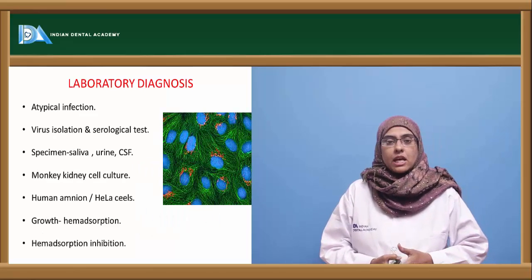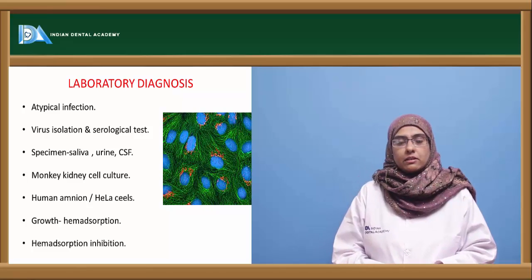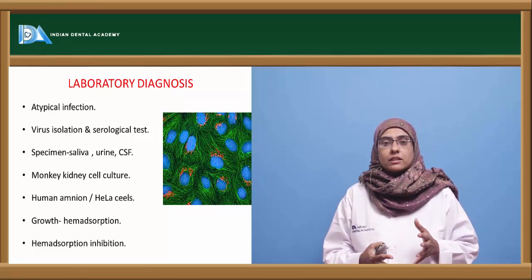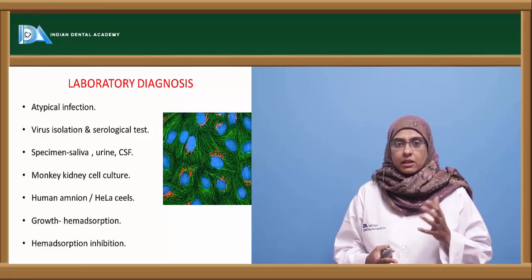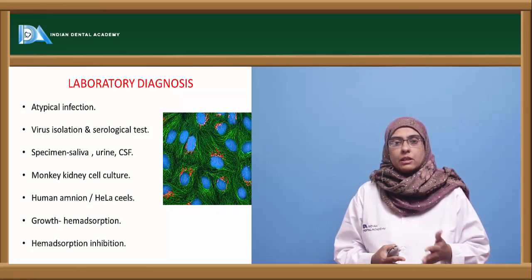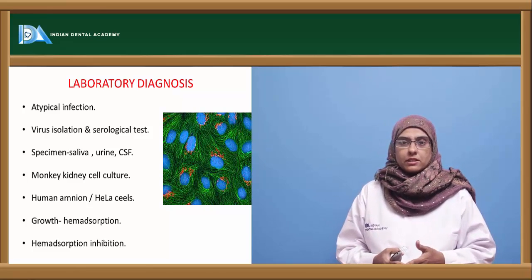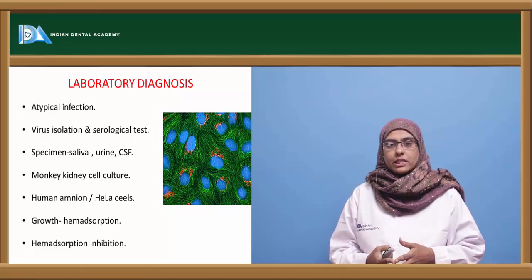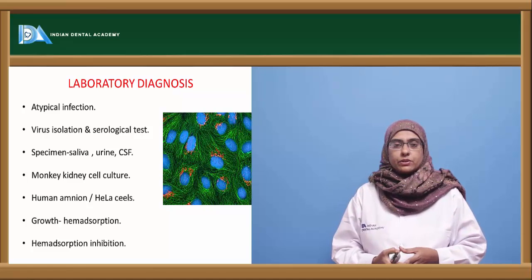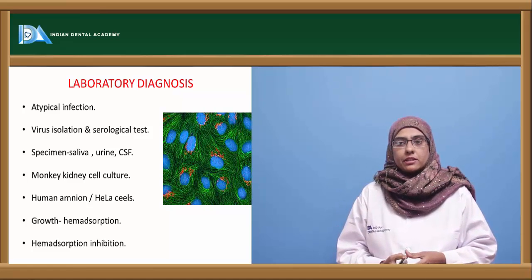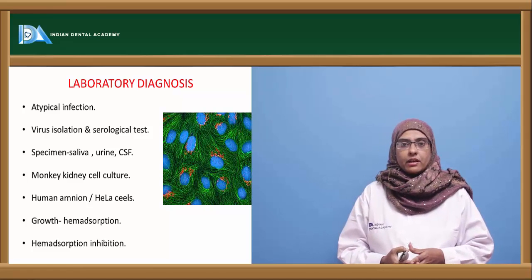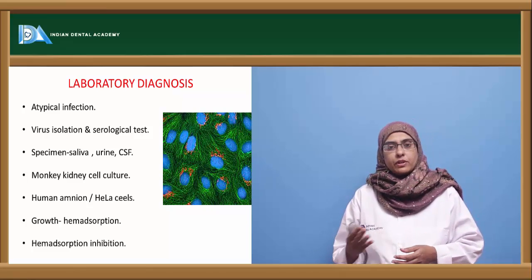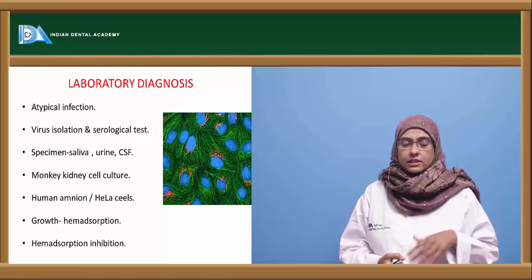Coming to the lab diagnosis, for typical infection it is not needed, whereas for atypical infection, where there is an involvement of meningitis or systemic viremia, you have to go for the lab diagnosis, and it is usually established by virus isolation and the serological test. And the specimen that is used, as it is an acute respiratory disease, will usually be saliva, sometimes urine, and also the CSF. When there is cerebrospinal fluid involvement, you can go for the CSF also.